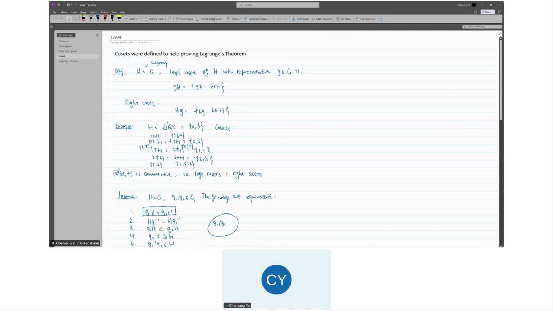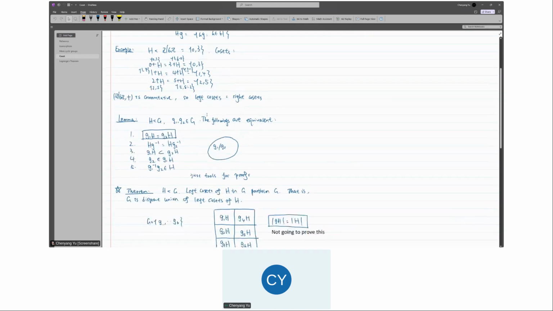There is also a concept called the right coset. As you can imagine, you multiply g on the right. So this is gH, this is Hg. Same thing, you just multiply a single element. Remember, the representative is a single element you pick from the group, not from the subgroup. You pick any element from the group, and then you multiply that to every element in the subgroup. This is what a coset means.